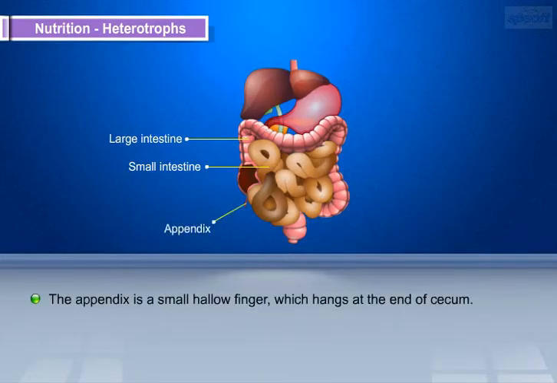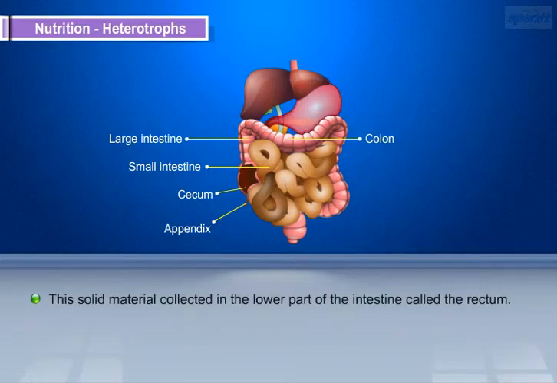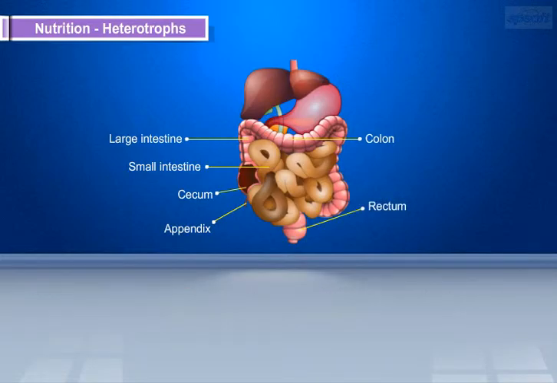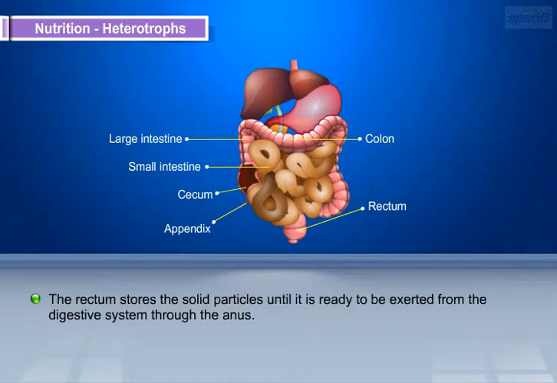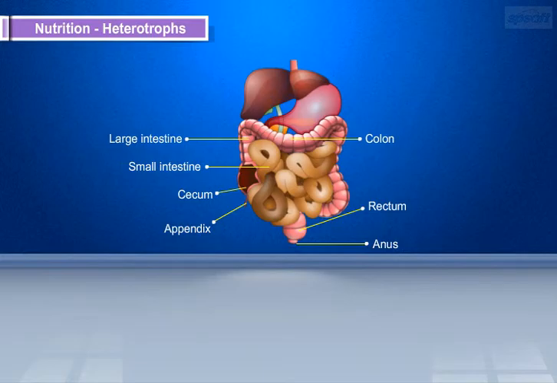The appendix is a small hollow finger, which hangs at the end of the cecum. The inner lining of the colon has villi that absorb any water from the solid material. This solid material is collected in the lower part of the intestine called the rectum. The rectum stores the solid particles until they are ready to be excreted from the digestive system through the anus. The exit of this waste material is regulated by the anal sphincter.